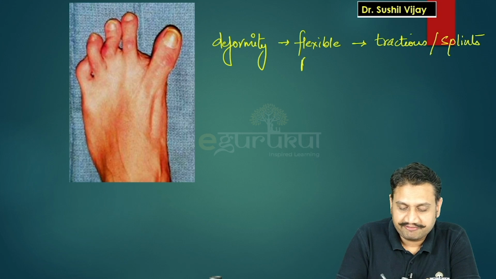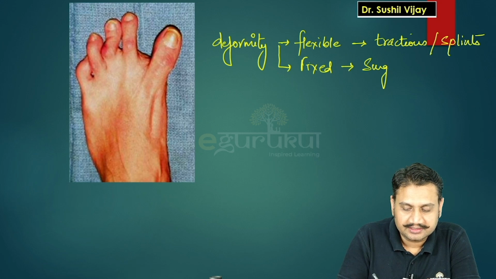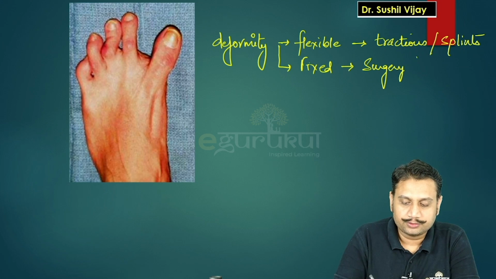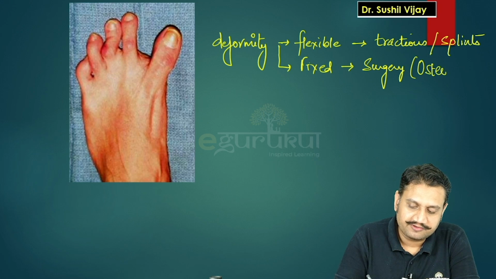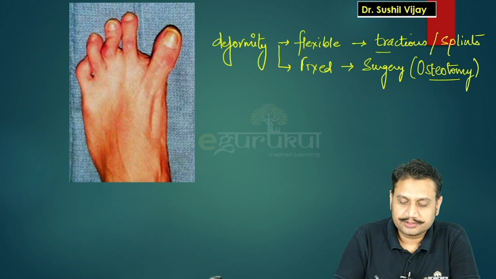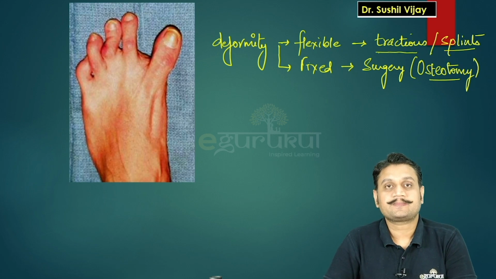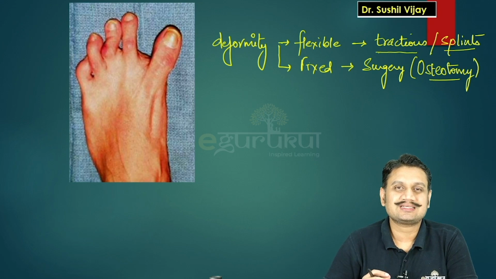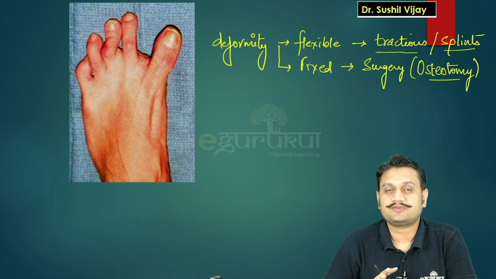And whenever there is a fixed deformity, how are you going to treat it? It has to be done by a surgical method. The usual surgery done for any fixed deformity is osteotomy of the bone, cutting of the bone and aligning it, right? So traction and splints are used for any of the flexible deformities. These are the important points from the section of deformities. Let's move on to the next one.